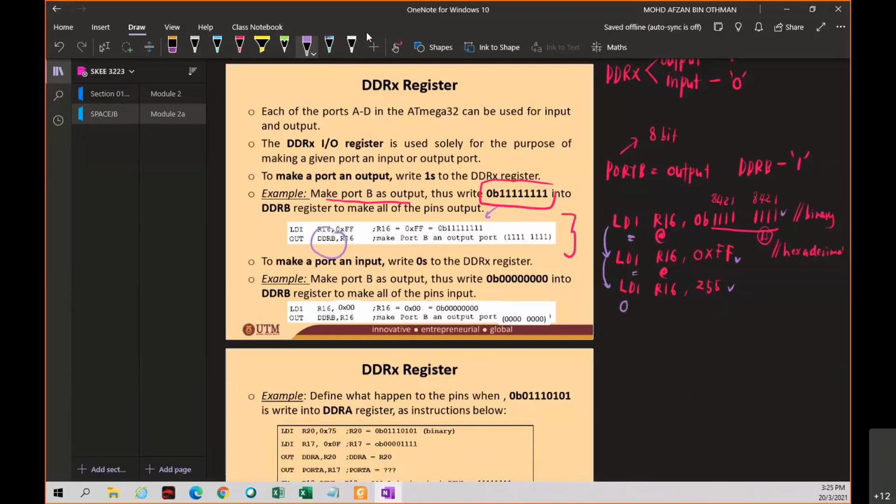So macam mana nak hantar? Pakailah instruction out DDRB. Sebab ni kita nak hantar ke port B kan. Kita nak jadikan port B sebagai output. So DDRB. Okay, value tu, value berapa? Value daripada R16. Sebab tadi kita dah simpan dah value ni ke dalam R16. Kita dah load dah value ni ke dalam R16. So daripada that R16 kita masukkan ke dalam DDRB. So automatic after you execute this line here, what happen is port B become output port.